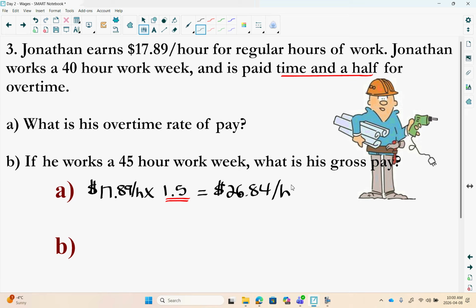$26.84 per hour. All right. How do I do part B? How do I figure out his gross earnings? And again, you should make sure that you get this example down because this is what you have to do on your assignment.